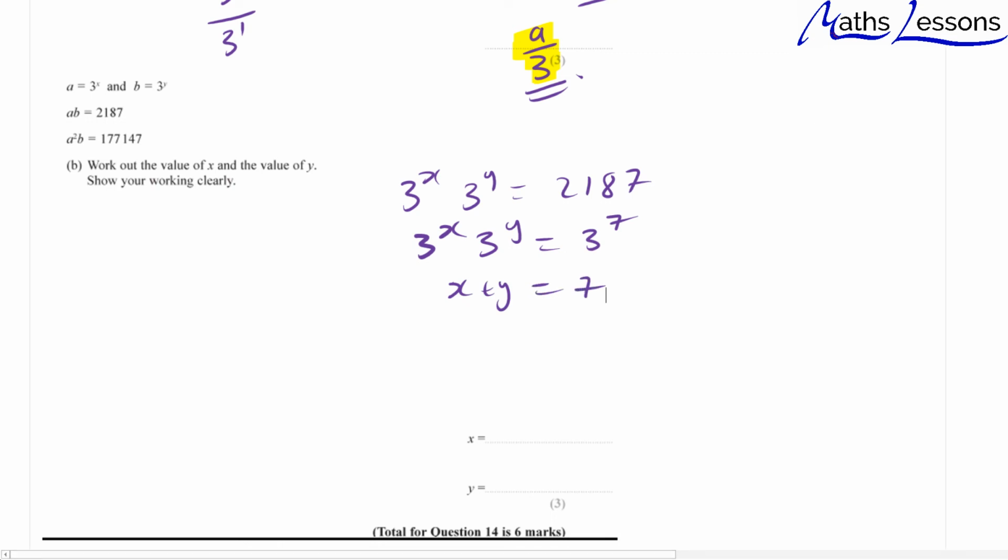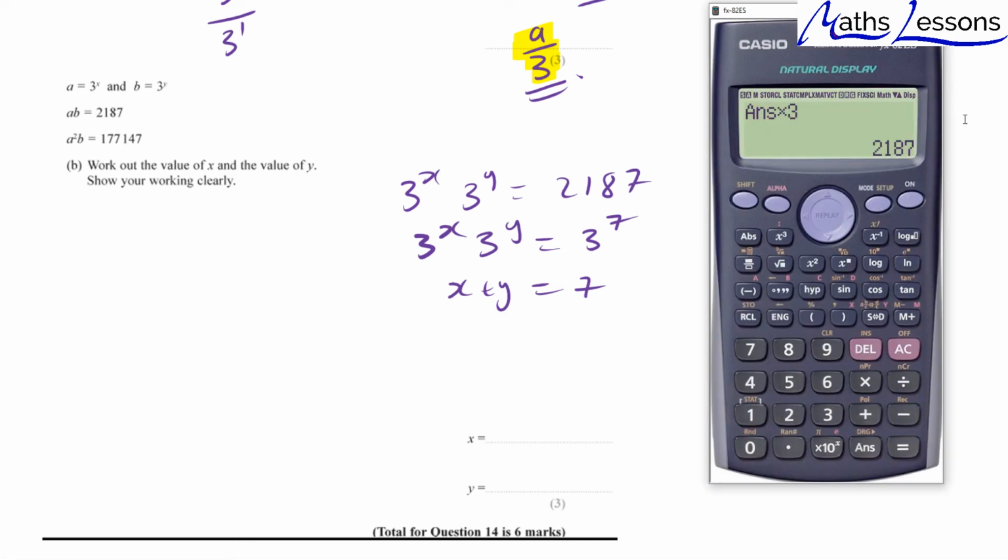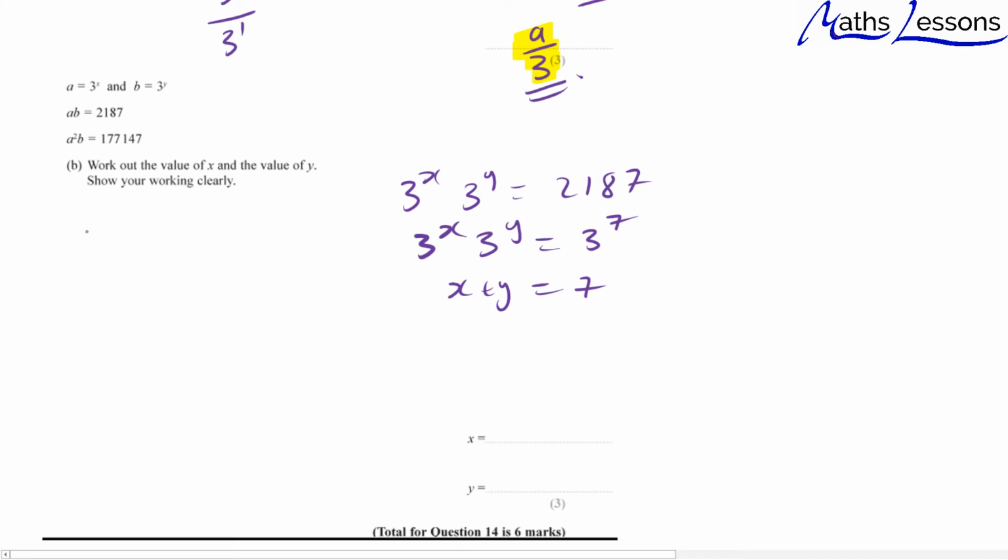Let's just keep carrying on with our powers. Let's grab my calculator again. So we got 3 to the 7 times 3 gives me 3 to the 8, times 3 gives me 3 to the 9, times 3 gives me 3 to the 10, times 3 gives me 3 to the 11. And so therefore, a squared b equals 3 to the 11.